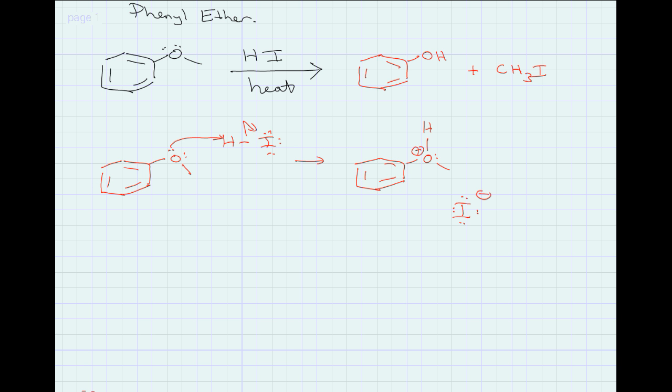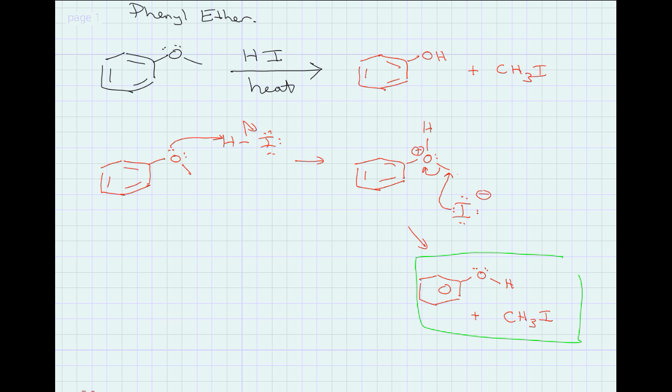So what's going to happen is it's going to attack this sp3 hybridized carbon here, because we can do SN2 reactions at sp3 hybridized carbon. So I'll just erase that for clarity's sake, and we'll draw our curved arrow. We're going to attack that sp3 center, and these two electrons are going to go back onto our oxygen. So we're going to end up with phenol, with two lone pairs again, plus methyl iodide. So there we go. We've already got all of our products. We have phenol and methyl iodide from that.